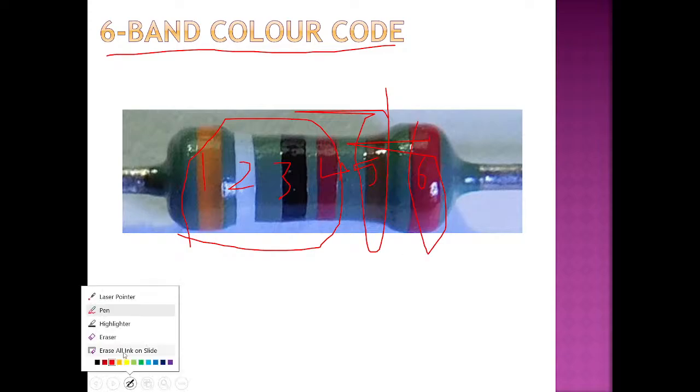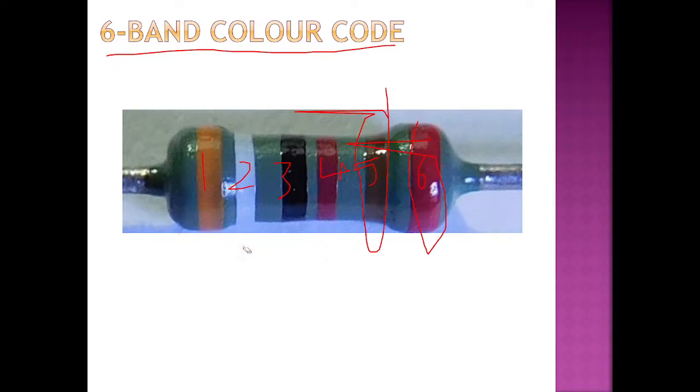So here, the first four represent the resistance value, this represents the tolerance value, and the sixth band represents the temperature coefficient. The fifth band and sixth band color coded resistors are used for higher precision. So higher precision resistors are the 5-band or 6-band color coded ones.